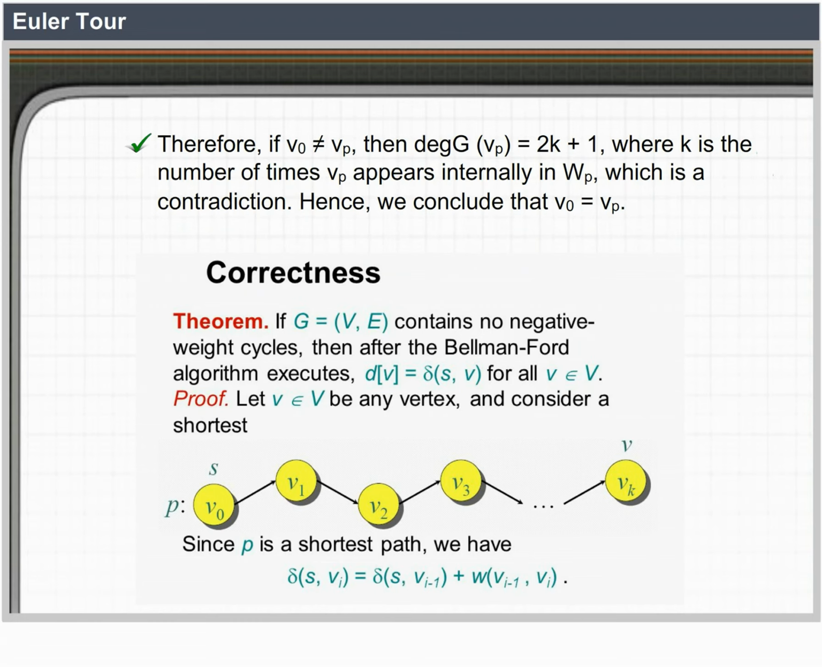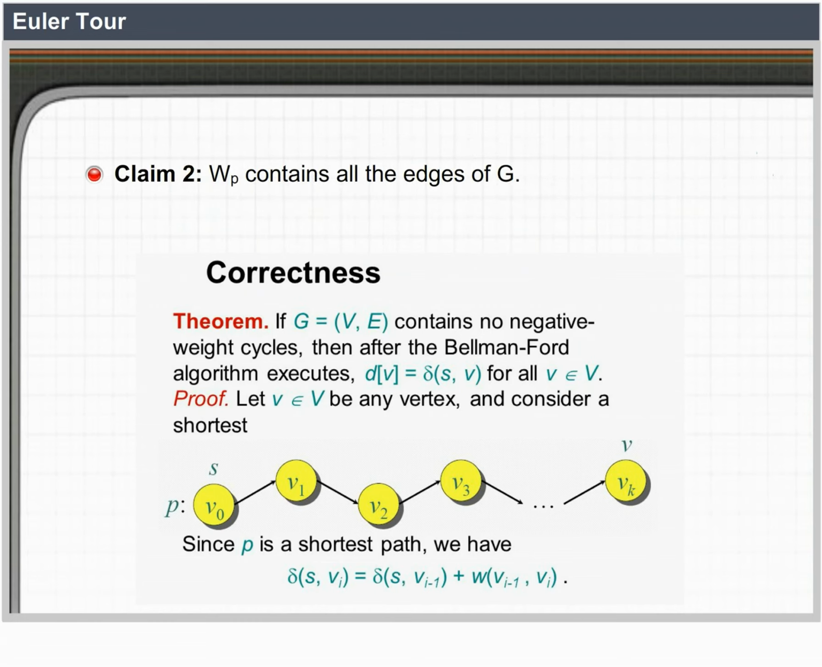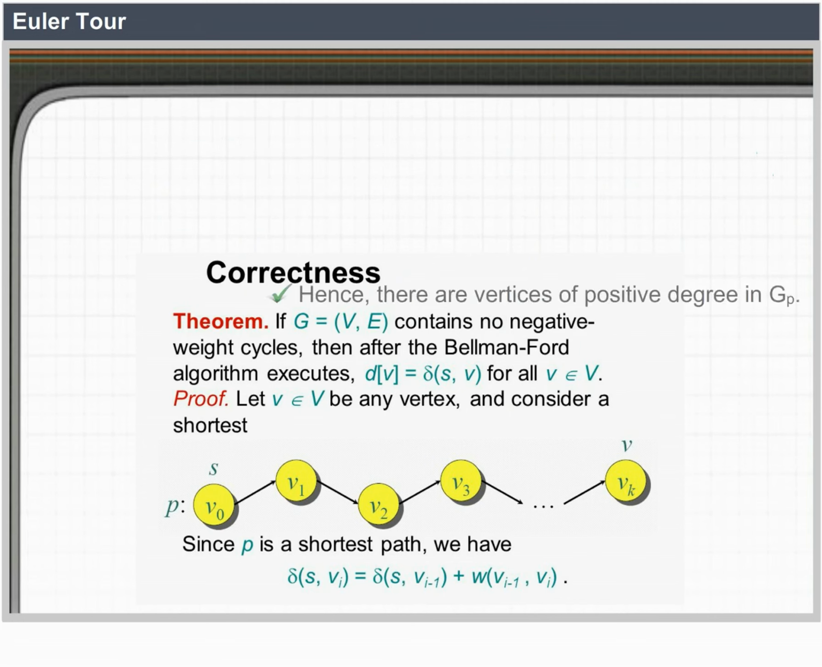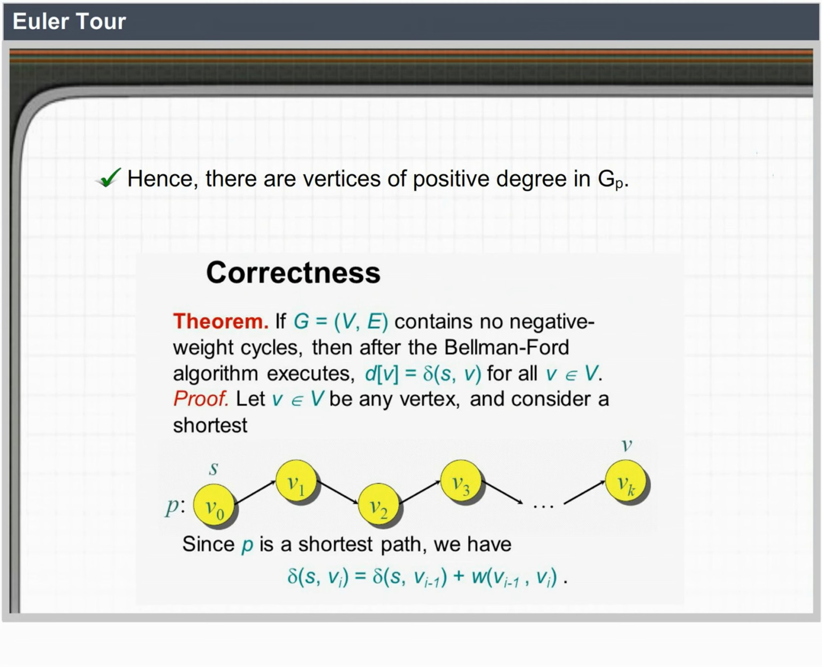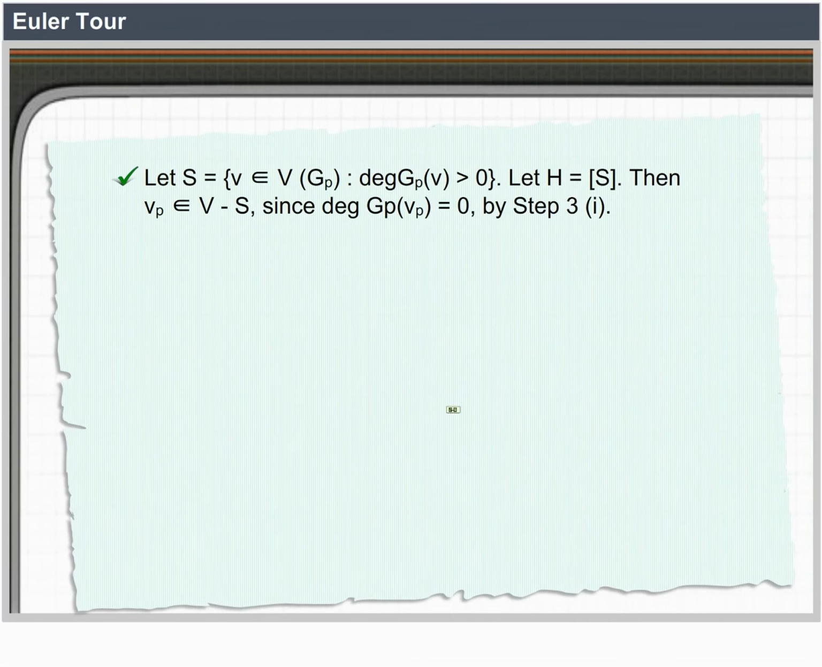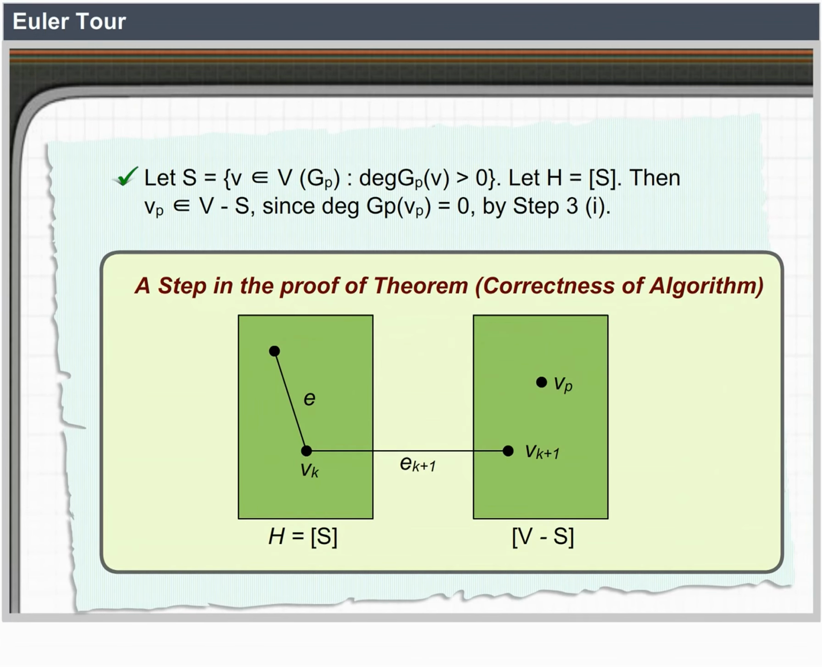Claim 2. WP contains all the edges of G. Assume the contrary and let GP equal G minus E of WP. So, E of GP does not equal null. Hence, there are vertices of positive degree in GP. Moreover, every vertex in GP has even degree, since GP is obtained from G by deleting the edges of a closed trail. Let S equal the set of V belonging to capital V of GP such that degree GP of V is greater than 0. Let H equal S. Then VP belongs to V minus S, since degree GP of VP equals 0 by step 3.1.